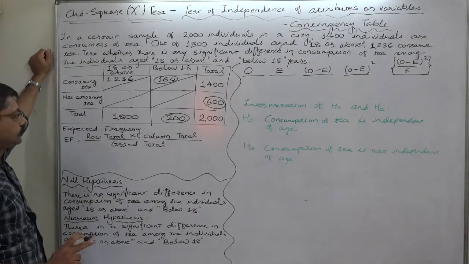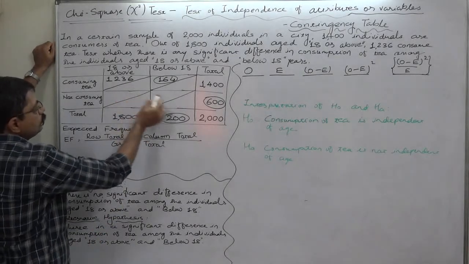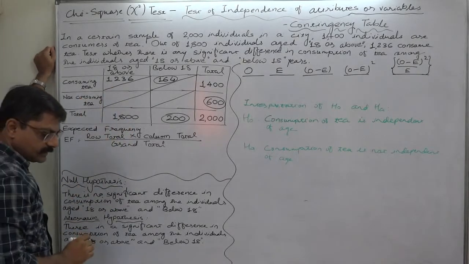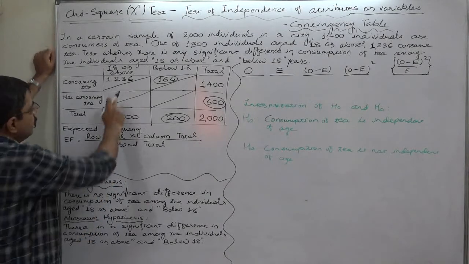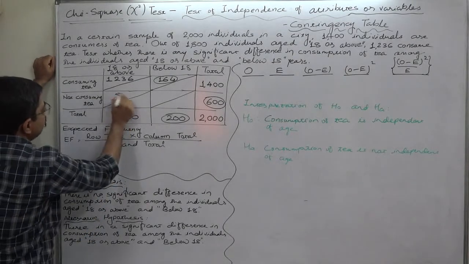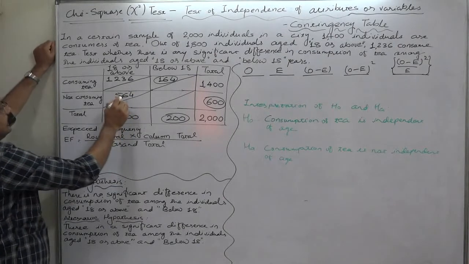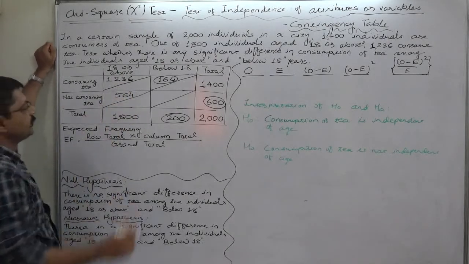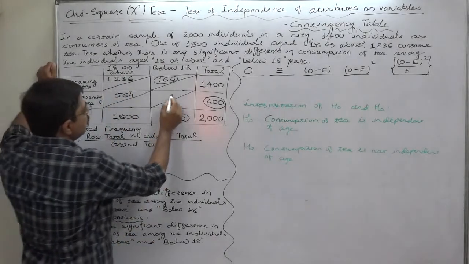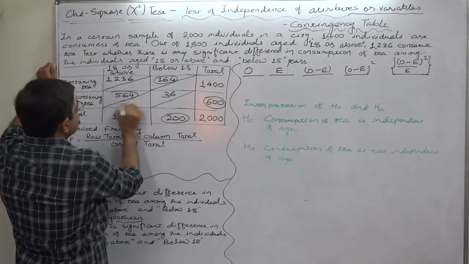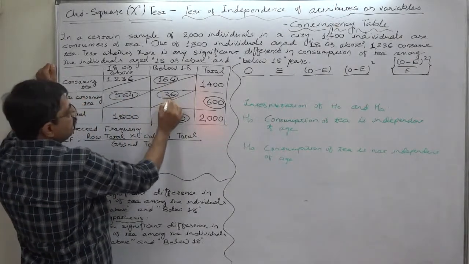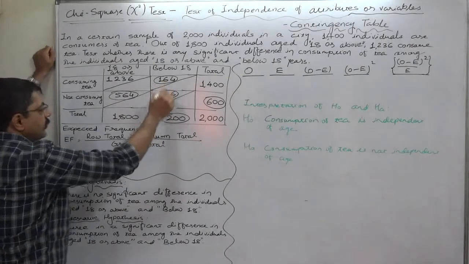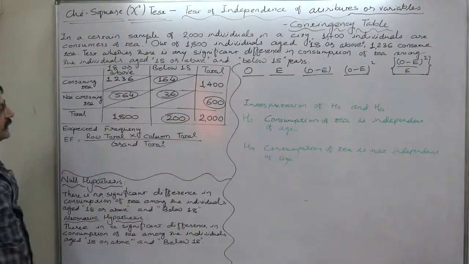Okay, now what? We can find these two as a gap also. 1800 minus 1236 is the difference. That will be 564. That is the number of individuals aged 18 or above and not consuming tea. Similarly, here it must be 36. Yes. 200 minus 164 is 36, 600 minus 564 is 36. This shows that we have found all the values correctly.